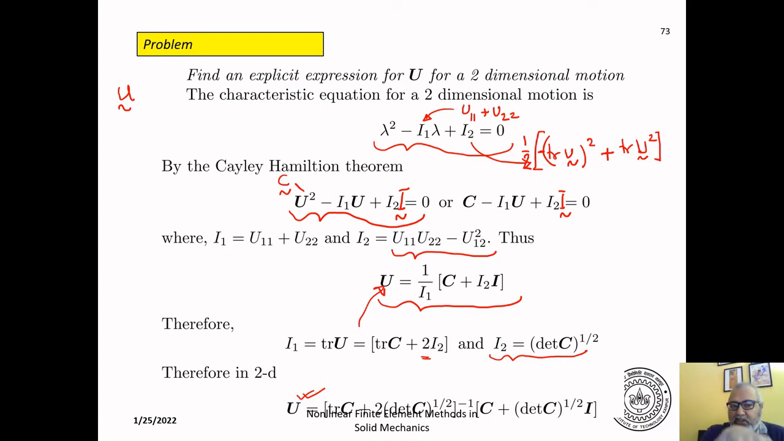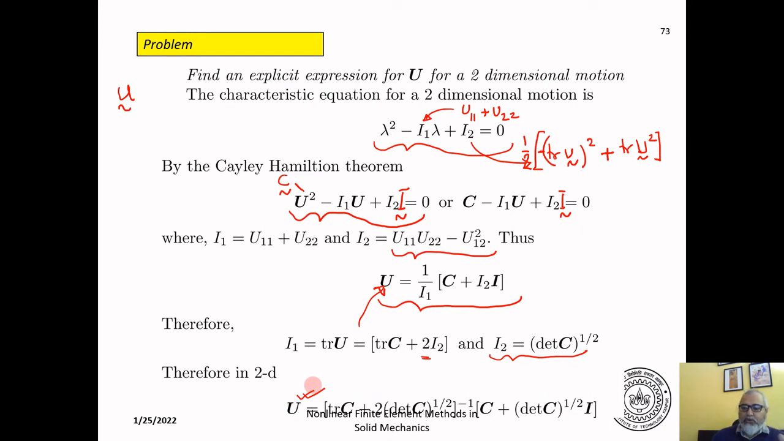As we have mentioned in the previous problem, c is easier to find if you know f. You can find f transpose f, and from that calculate c. That's easy. And once you know c, you don't have to solve the eigenvalue problem explicitly. You can use this expression directly with c to find your u.